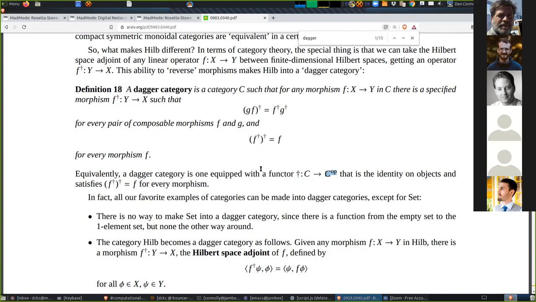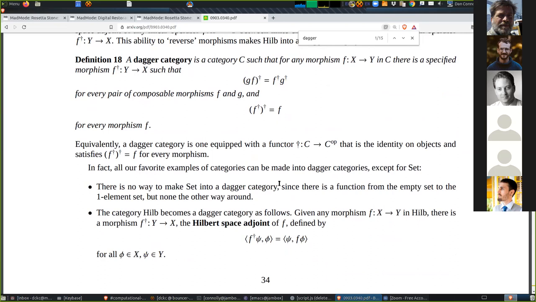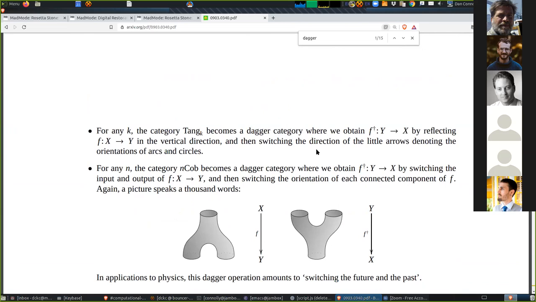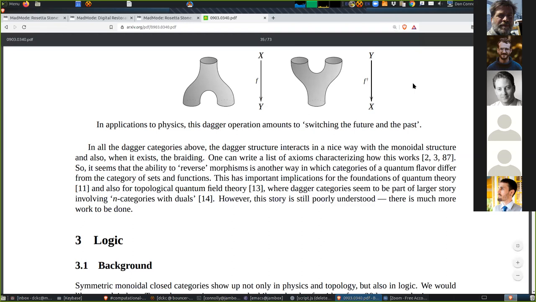Oh, so a dagger category contains in itself a category and its opposite category and the functor between them. I think if you look at the example below this one, the one with the cobordism, you get to see maybe why it's not just reversing the arrows. If you scroll down a little bit more, you also have to switch the direction of the circle.